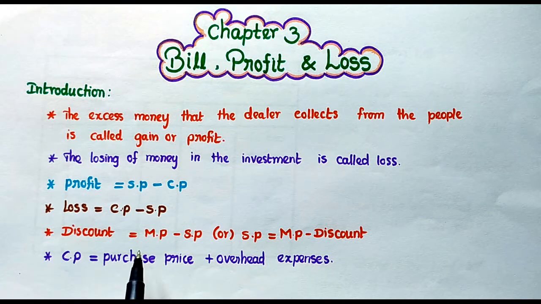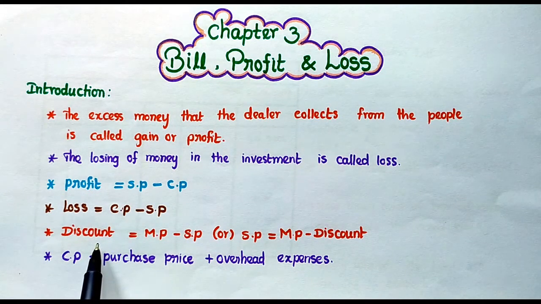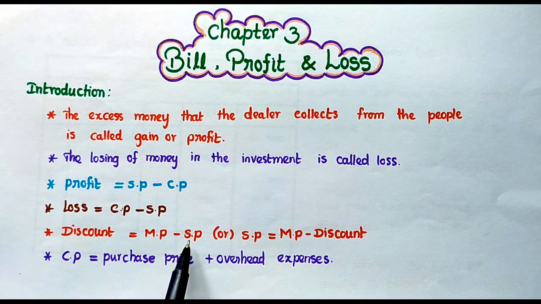Next, discount equals mark price minus selling price, the price marked on the things. Or selling price equals, listen, if we want to find the selling price, bring it to this side, so minus selling price becomes plus, and discount, brought to this side, becomes minus. So selling price equals mark price minus discount. Cost price equals purchase price plus overhead expenses.